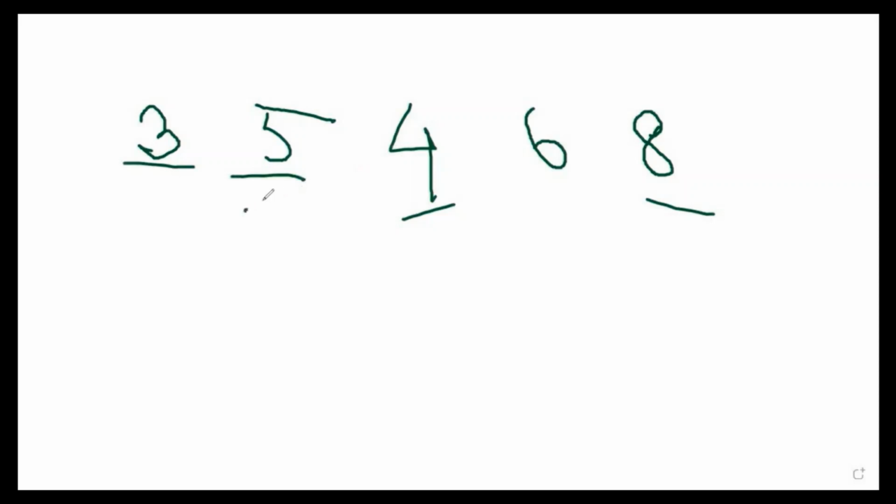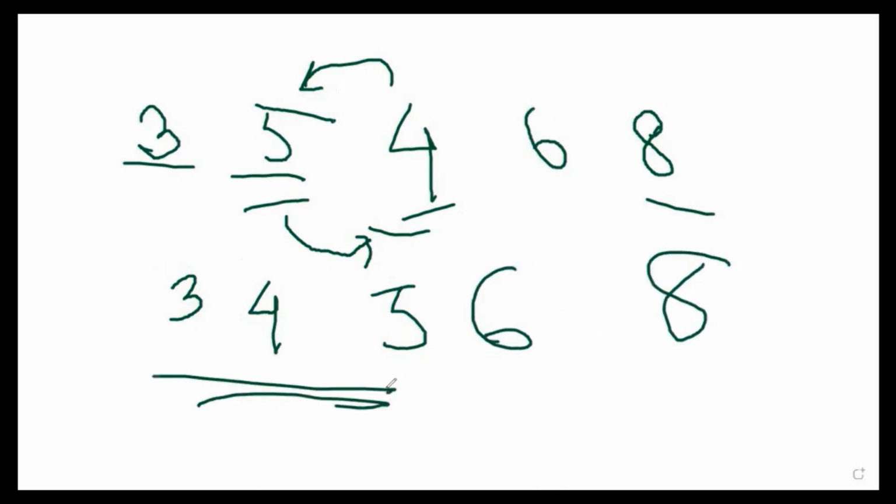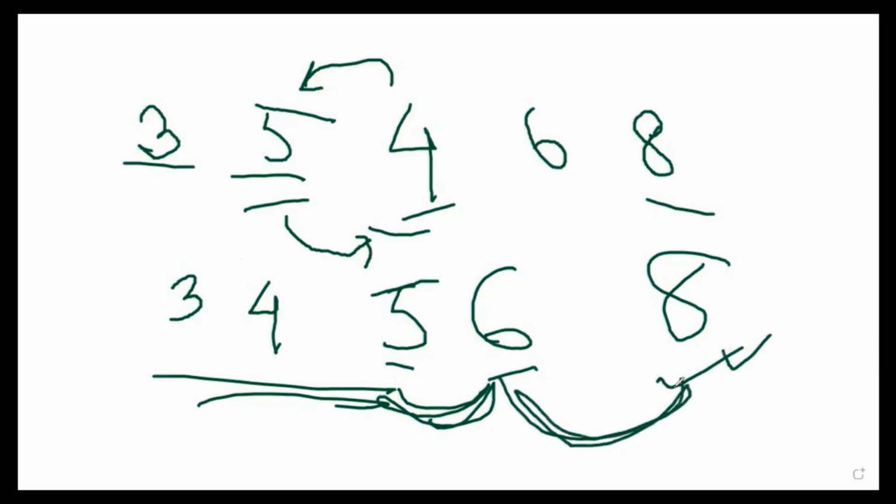All good. Now we will be checking these two elements. What to do? We will be swapping them, right? Since 4 is smaller, we'll be swapping them. That means now we have 3, 4, 5, 6, and 8. Now we have checked these, right? After checking these, we will check these two. That means 5 and 6 are in their correct place, and definitely we have worked with 6 and 8. So yes, they are at the correct place. Now this is complete. Now this is complete.